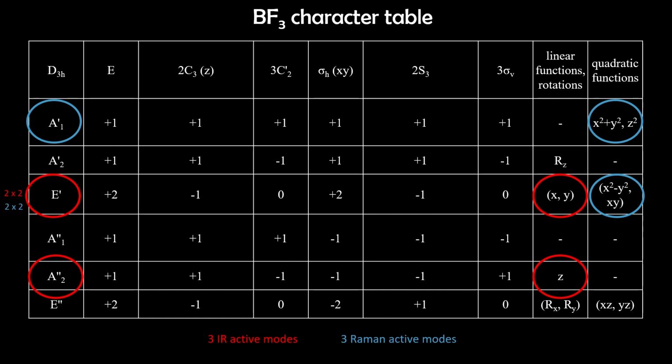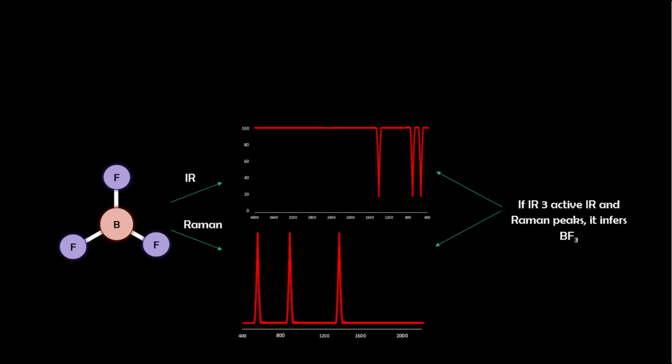Now, we can predict the spectroscopy from this. The A1 prime symmetric stretch is Raman active. The A2 double prime out-of-plane mode is IR active, and the E prime modes are both IR and Raman active. So we might expect 3 IR and 3 Raman peaks. And this is different from Cl2, where one vibration was Raman active but IR inactive.